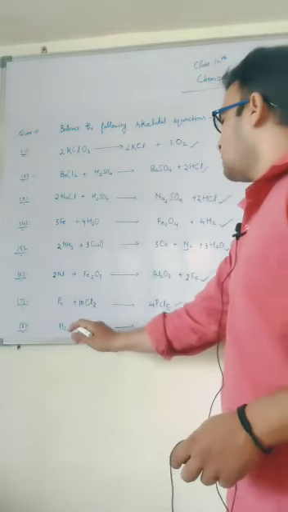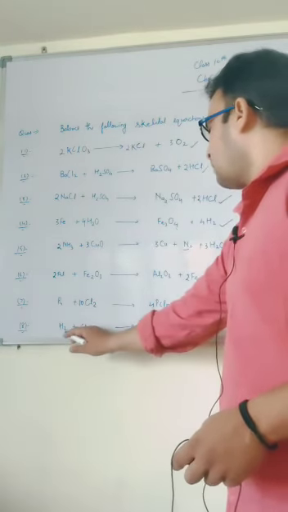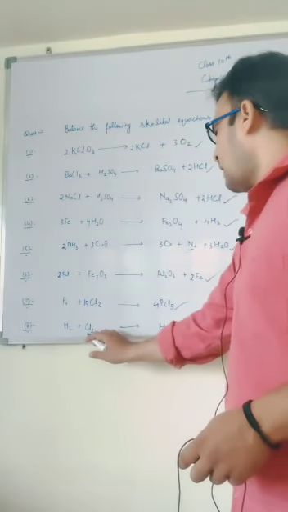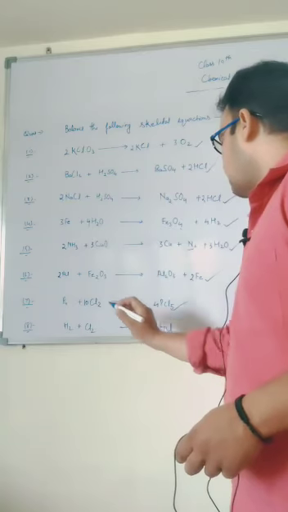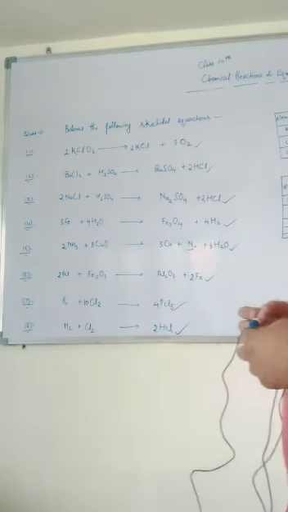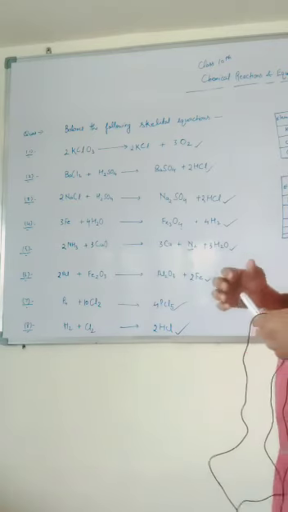Take the last equation: H2 plus Cl2 gives HCl. Here hydrogen has 2 atoms and chlorine also has 2, so we have to multiply it by 2. Now the equation is completely balanced. So in this way we balance the skeletal equation.